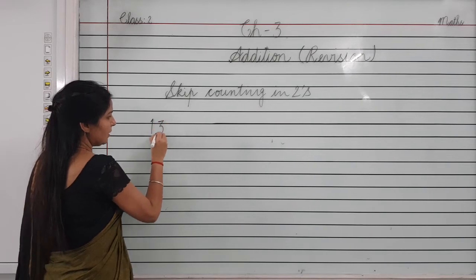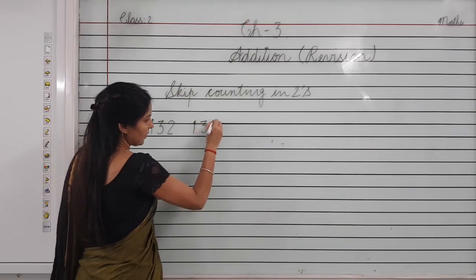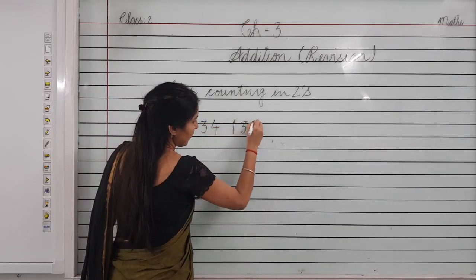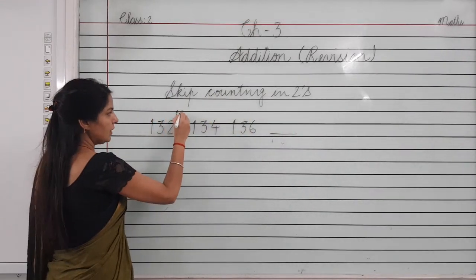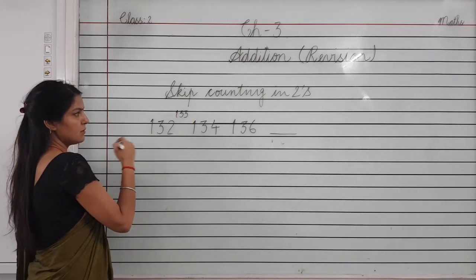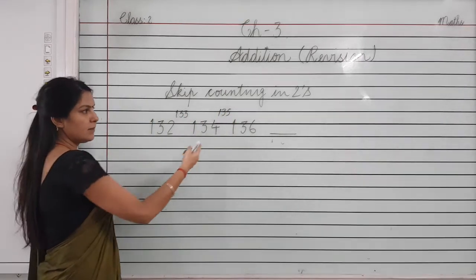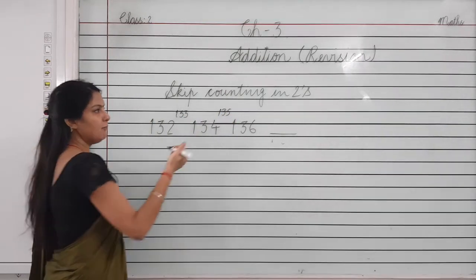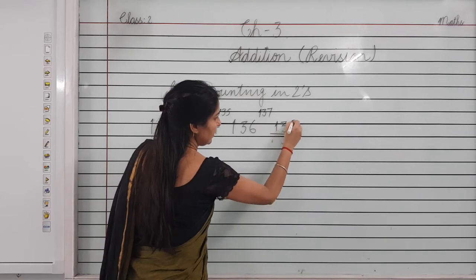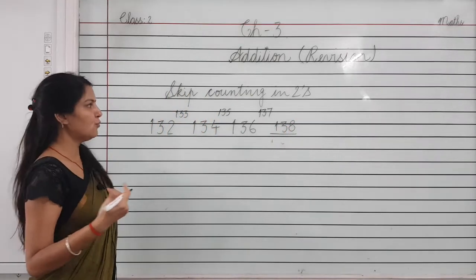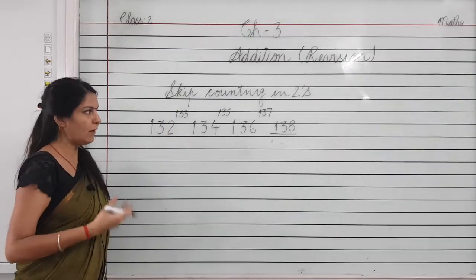See here, numbers are 132 and 134, 136. Now, here you can observe that 133 is skipped, 135 is skipped, and 136 is written. Now, which number we will skip? We will skip 137 and we will write here 138. So, in skip counting of 2s, you have to skip one number and you will write the second number on the blank. I hope you have understood.